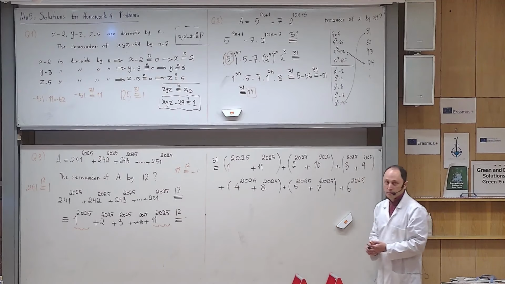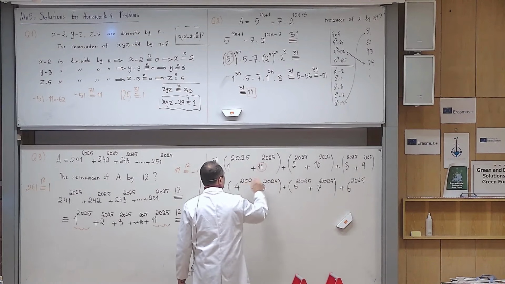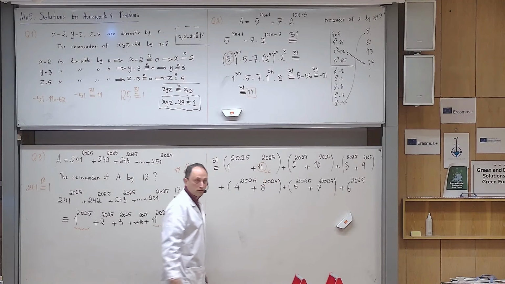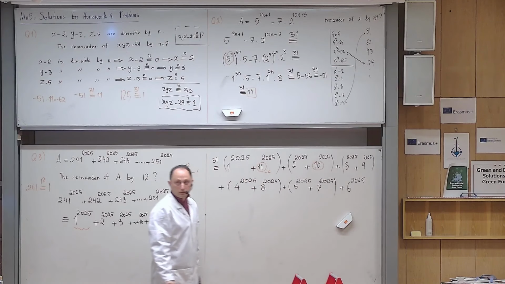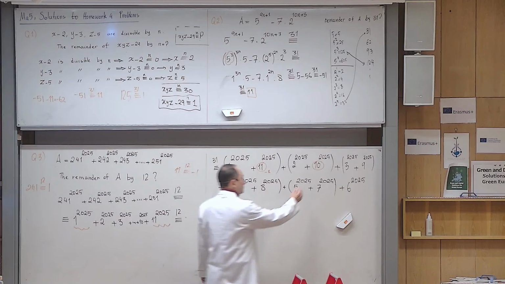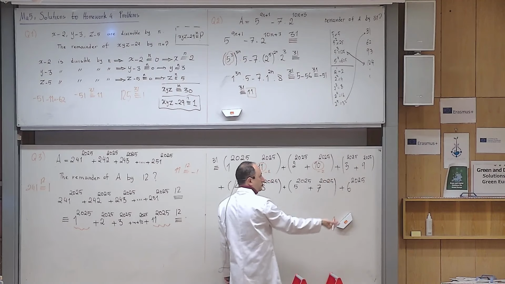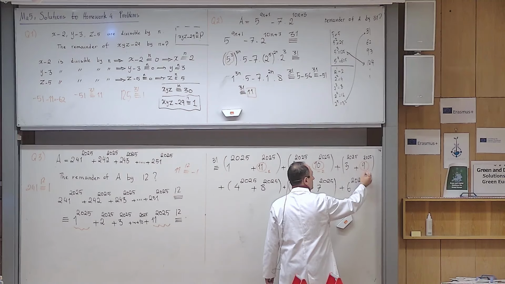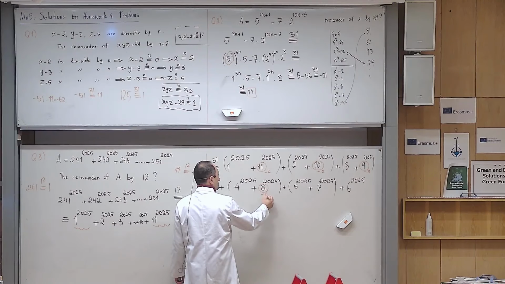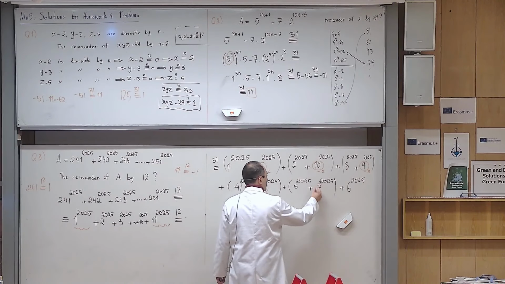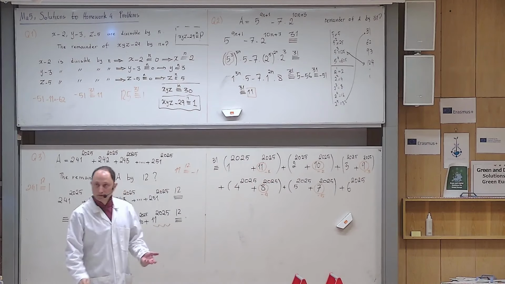Do you agree? Okay. But now, what is another name for 11? Is minus 1. Can you tell me what is another name for 10? Is minus 2. Yes? Is that understandable? 10 minus minus 2 is 12. 12 is divisible by 12. What is another name for 9? Is minus 3. What is another name for 8? It's minus 4. And what's another name for 7? Is minus 5. Yes? Understandable?